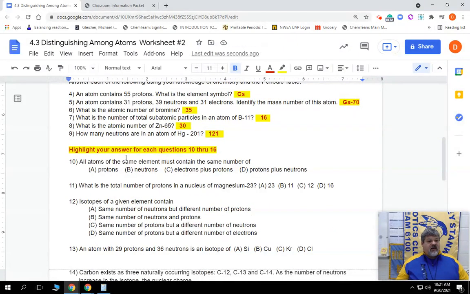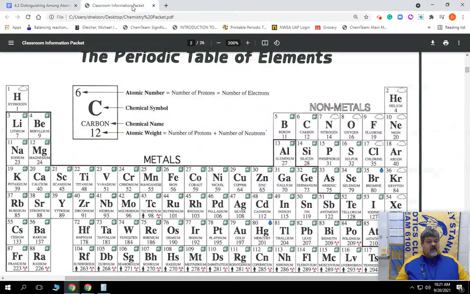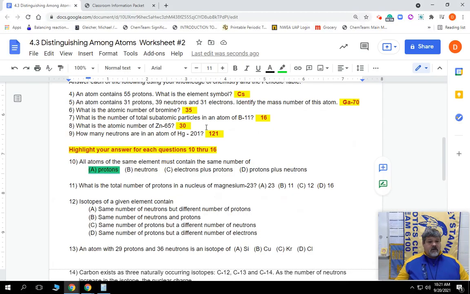Okay, let's go ahead and we're going to highlight their answer on the rest of these. Number 10. All atoms of the same element must contain the same number of, this is your correct answer right here, protons. What is the total number of protons in the nucleus of magnesium? 23. So let's go ahead and find magnesium. It's asking for protons. There's magnesium. This number up here is the number of protons, so it's 12. So let's go back to our correct answer. We'll find the correct answer is C, 12.